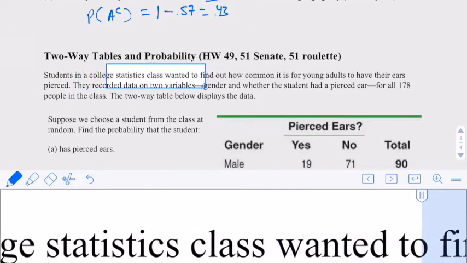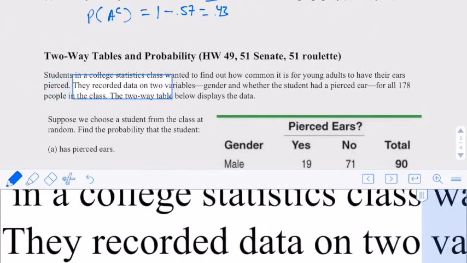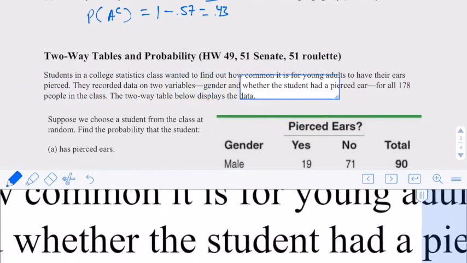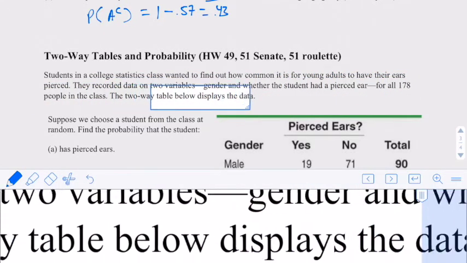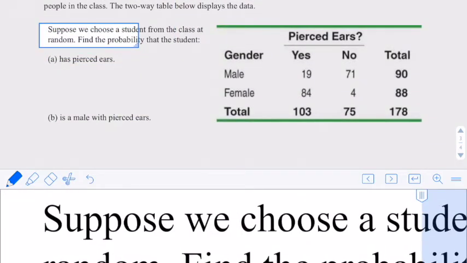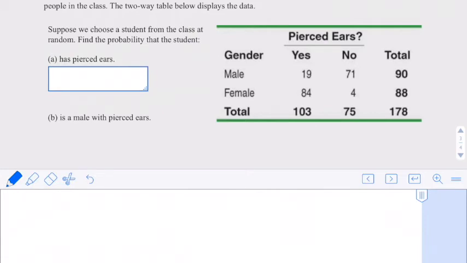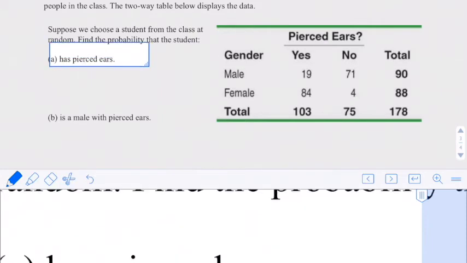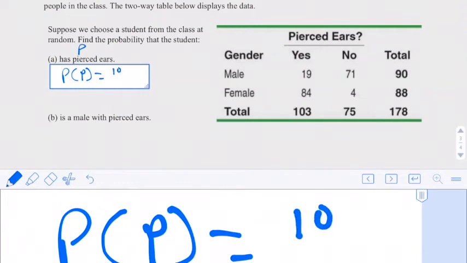Students in a college statistics class wanted to find out how common it is for young adults to have their ears pierced. They recorded data on 2 variables, gender and whether the student had a pierced ear. For all 178 people in the class, the two-way table below displays the data. So suppose we choose a student from the class at random, find the probability that the student has pierced ears. Well, we've done this before, so let's call pierced ears P. So the probability of P, what pierced ears, is 103 out of 178.